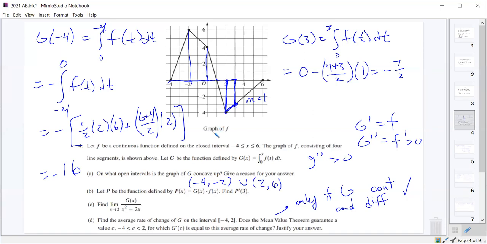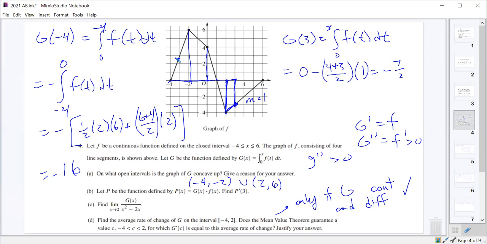So yes, the mean value theorem says that the average rate of change of 8/3 must be equal to the derivative of g at some point on that interval. 8/3 is like right there. Clearly, there's a point where it is. Good or no?